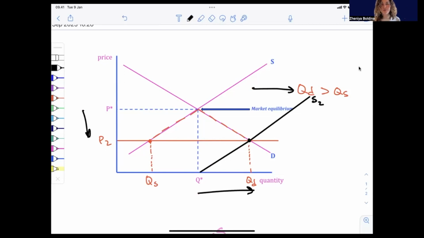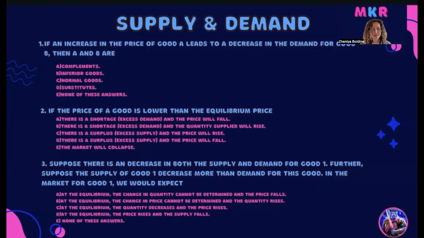So if we go back to the original question, we see it has to be B. As I mentioned, there's a shortage and the quantity supplied will rise to meet the new demand.